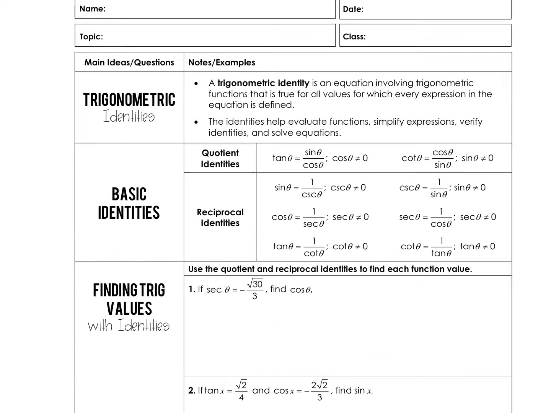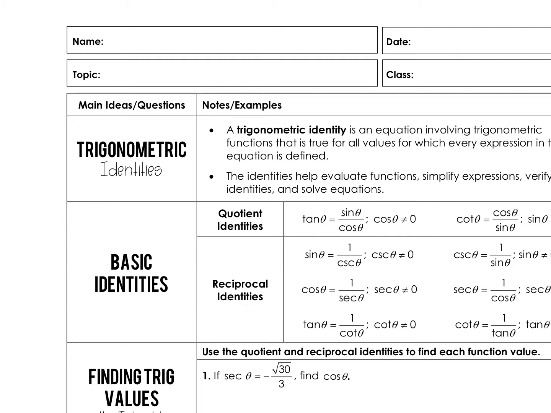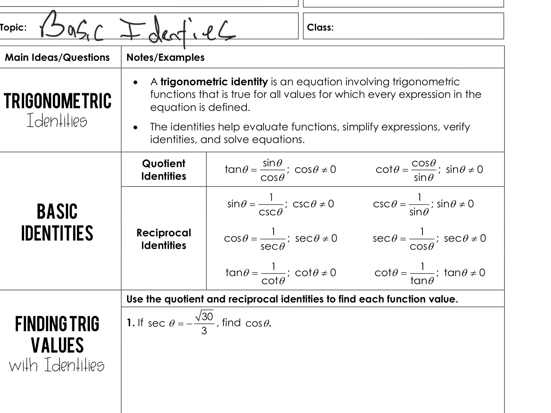All right, so first lesson, we're just going to do basic identities. I'm not going to name all the different kinds. Trust me, these are all basic, the first ones that we all have to learn.